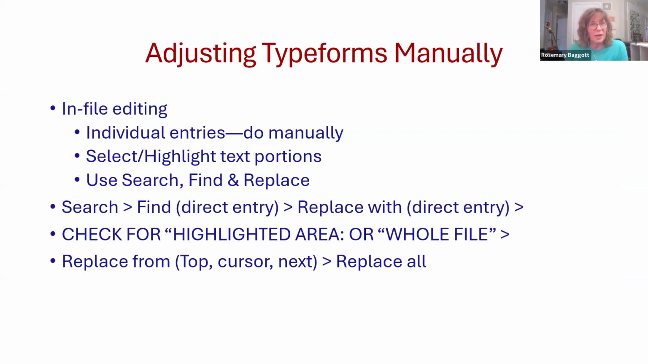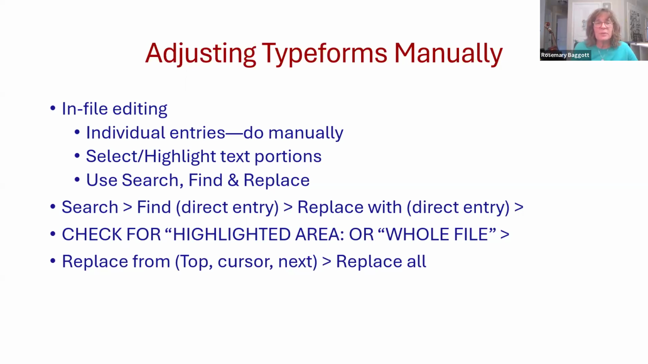So I'll show you what I do in the demo. The in-file editing I mentioned, individual entries do manually. You can select or highlight portions of the text and then do a search, find, and replace. That's probably the one I use most frequently. The command for the search, it's search, Alt S, find, and then you directly enter what you're looking for and then what you want to replace it with.